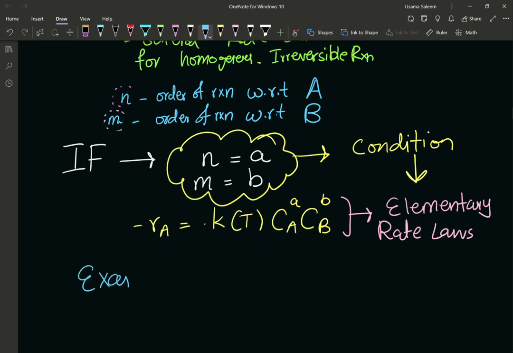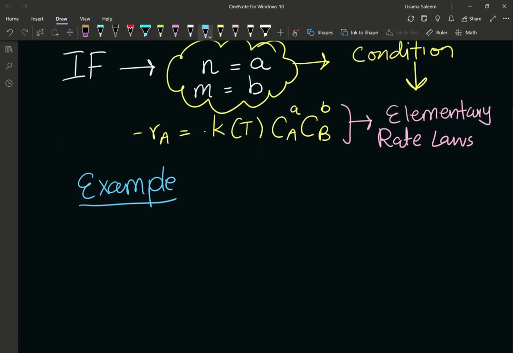Okay, and to give you an example of a reaction that follows an elementary rate law, we have the reaction of cyanobromide, and it reacts with methylamine to give the following products.